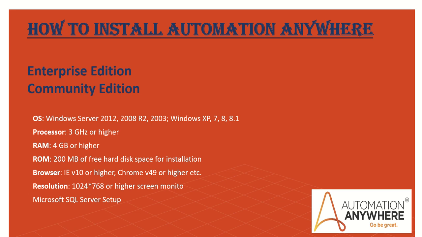In order to install, there are two categories. One is the enterprise edition and the second one is the community edition. The community edition is the free one, and for the enterprise edition you need to have a license. Below you can see the basic configuration. You should have it on your desktop or laptop to install Automation Anywhere.